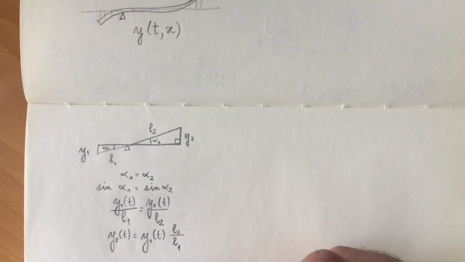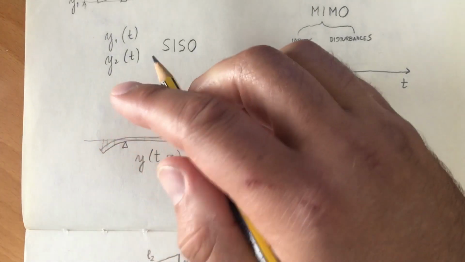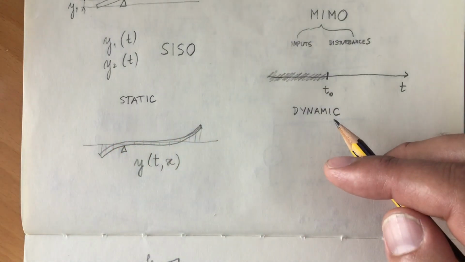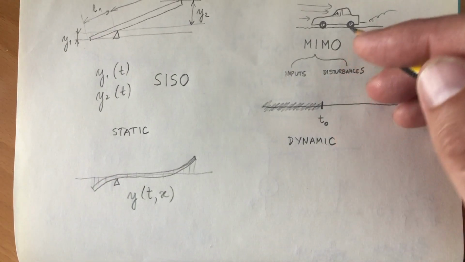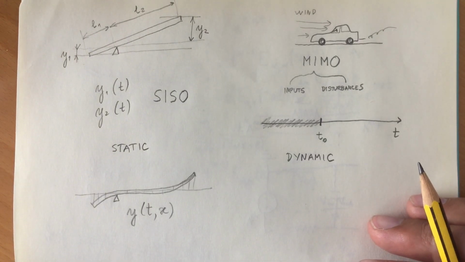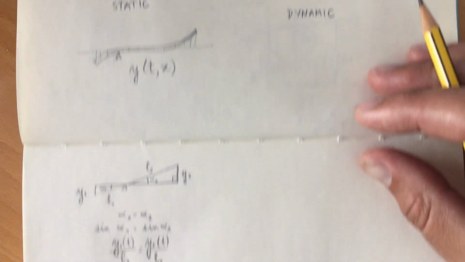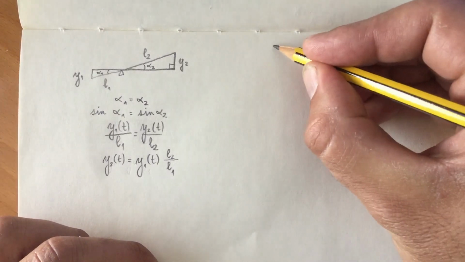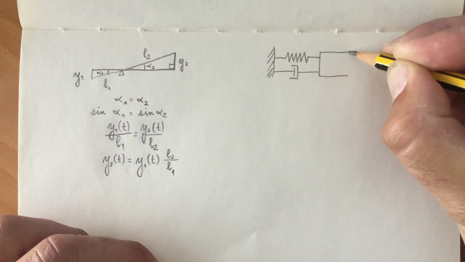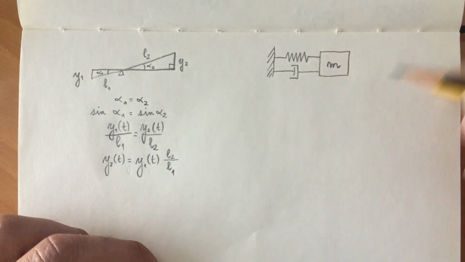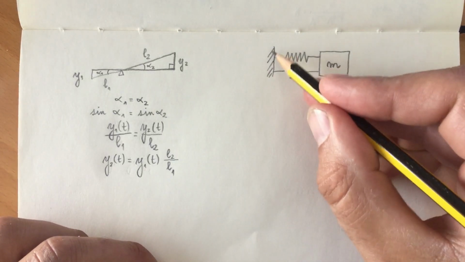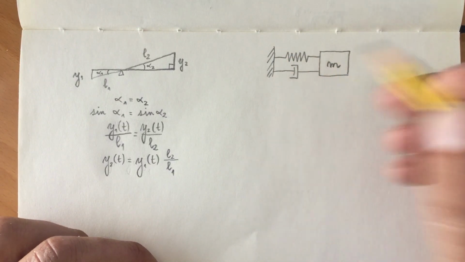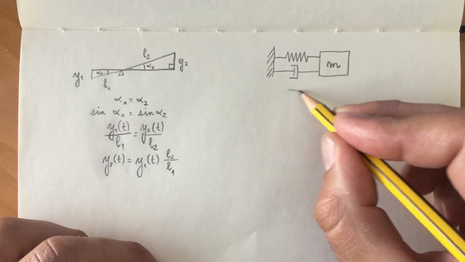You might think that this system is linear because it is static, while this one, being dynamic, is necessarily nonlinear. This is not so. Let us consider a very simple dynamic system which is linear. This system consists of a mass m connected to a fixed wall by a spring and a damper.